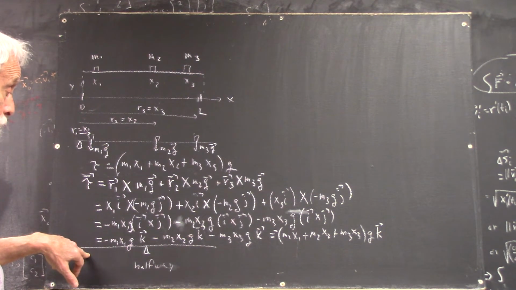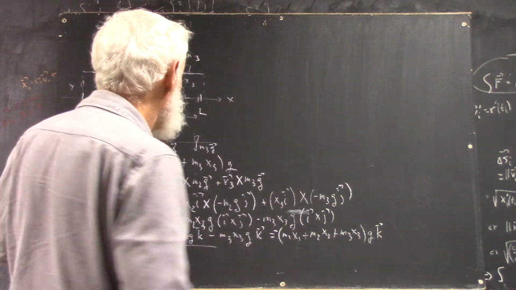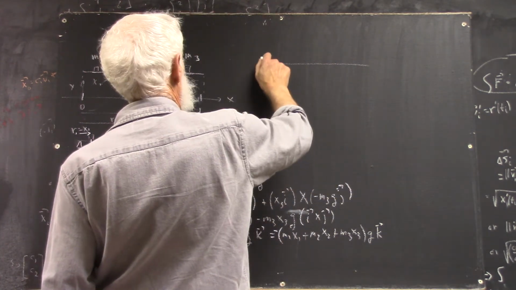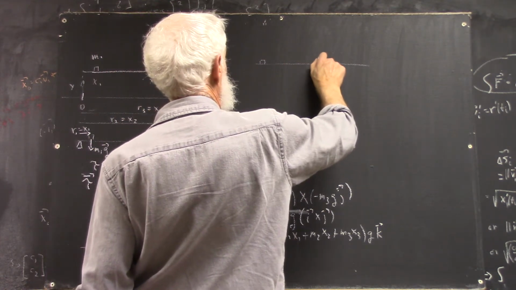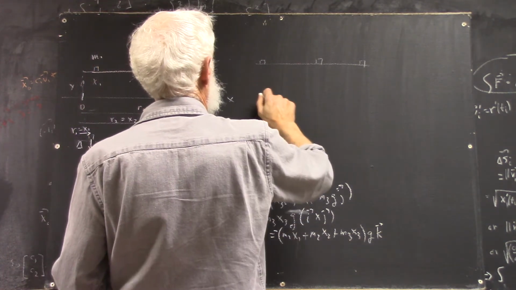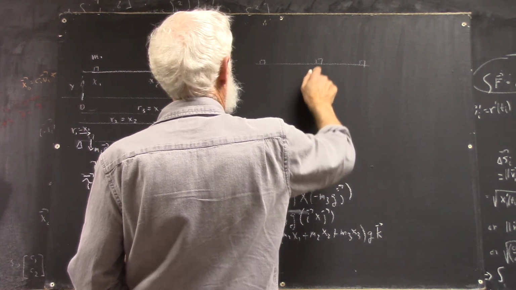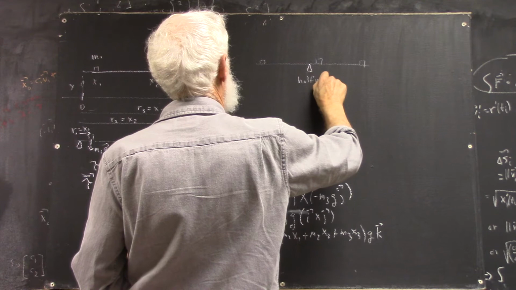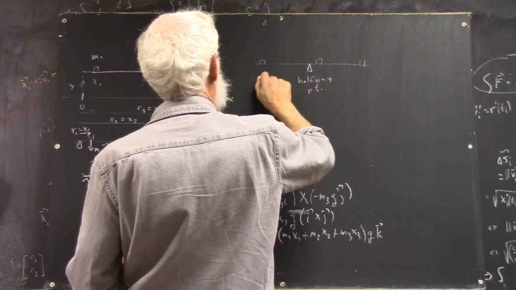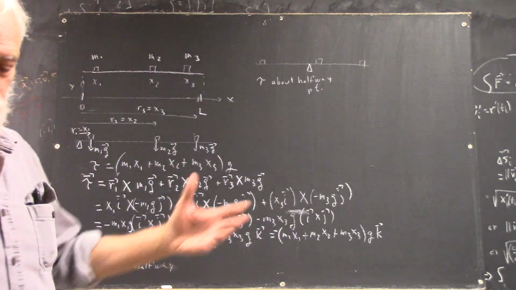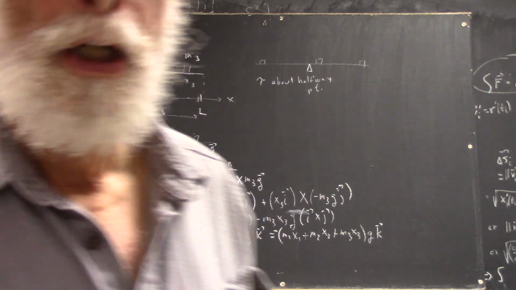Okay? Okay, well, I had these pictures. Let's do this about the halfway point. I don't want to do all three. I'll leave a third one for you to do. Okay? So about the halfway point. So, write down the vectors.